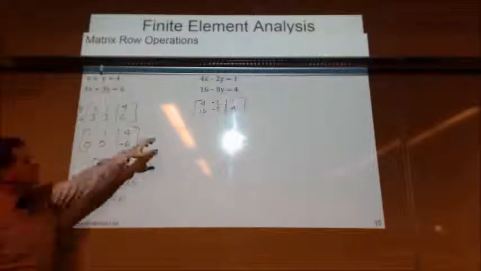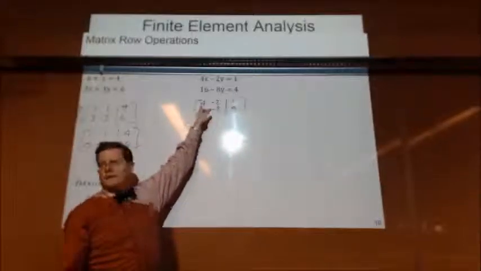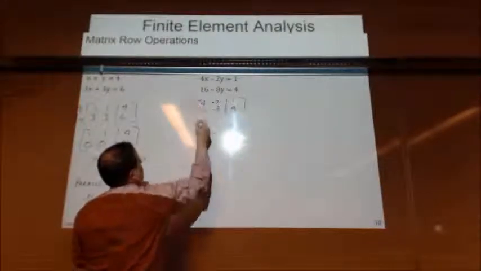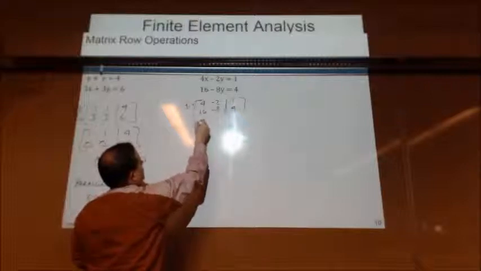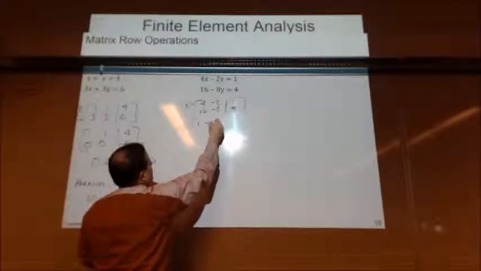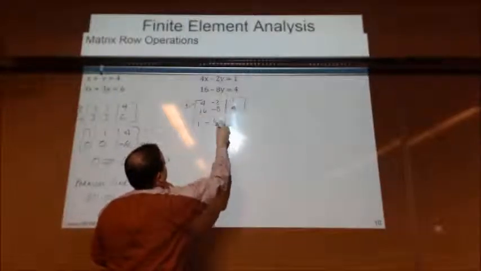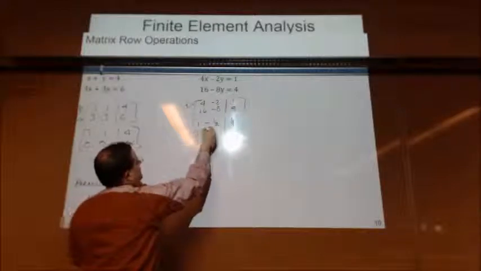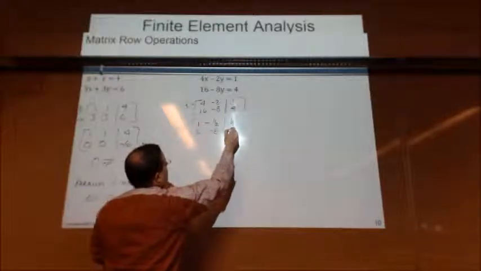So we want to make this a 1. So if we divide through by 1/4 for that first row, that's going to be a 1, minus 2/4 is going to be 1/2. Then this will be 1/4, right? 16 minus 8 and 4.